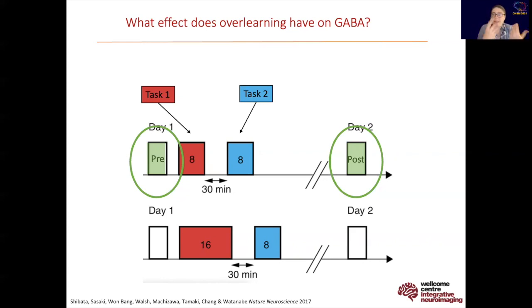What we know happens after that is a period of consolidation, where one might argue that GABA goes back up again, and that you get a stabilization of the strongest synapses and a weakening of the ones that haven't been necessary to learn the task. And this is really what Watanabe and colleagues were interested in.